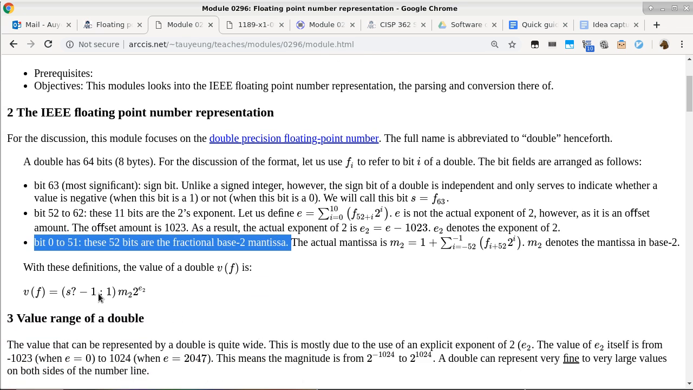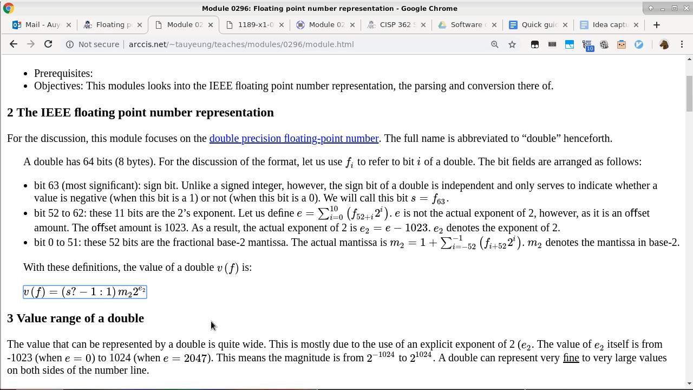So one way to represent the value represented by all of these things is v of f. I'm just using v of f to represent the value represented by these 64 bits. First of all, we look at the sign bit. s is the sign bit. If the sign bit is non-zero, then we use negative 1. If the sign bit is a 0, then we use a 1. Once again, I'm using a ternary operator. We have already talked about the ternary operator in this class, so if anyone is still not familiar with the ternary operator, it really is time to study it.